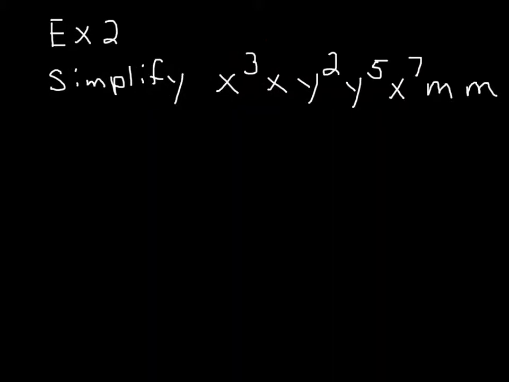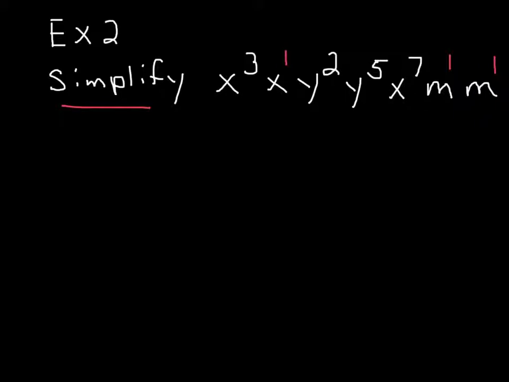In example 2, let's do the same thing as what we did before. Let's simplify this expression. Again, notice it's all multiplication, and notice what all my exponents are. Here, this is an x to the first, this is an m to the first, this is m to the first.